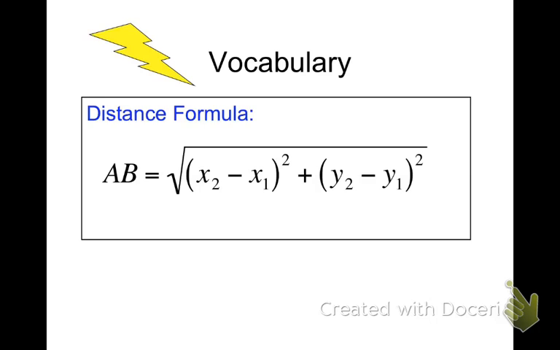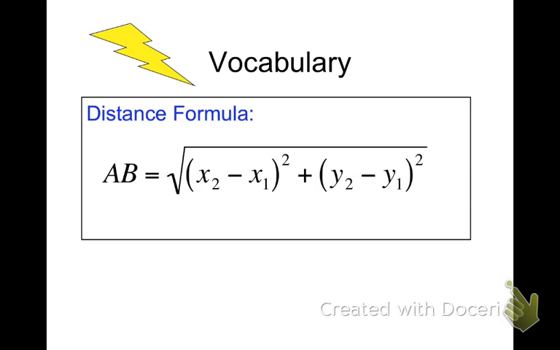x sub 2 minus x sub 1, squared, plus y sub 2 minus y sub 1, squared. So unlike the midpoint formula where we're adding x's and adding y's, in the distance formula you are subtracting x's and subtracting y's. Okay? Again, it does not matter which point you make the second x or the first x. You just need to make sure you're consistent on both parts.